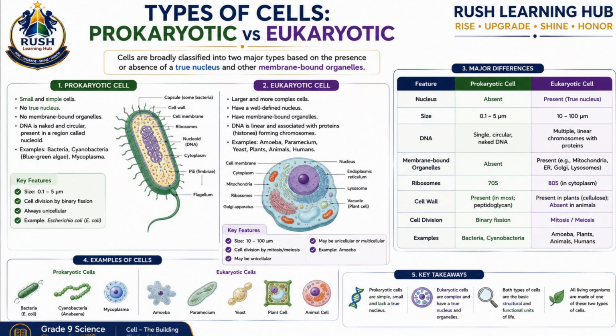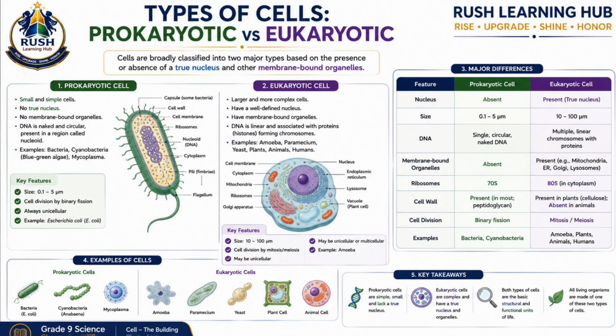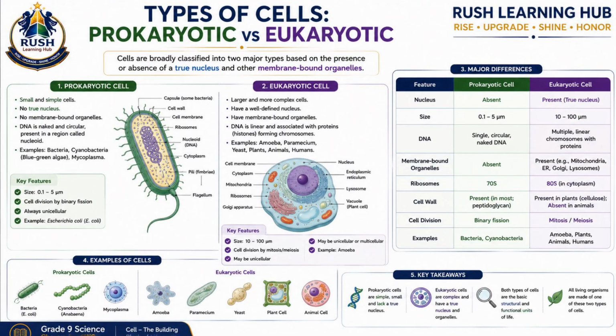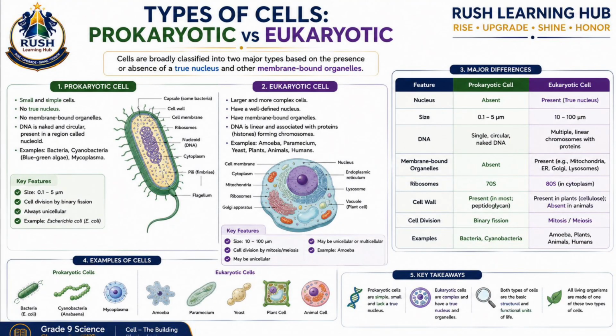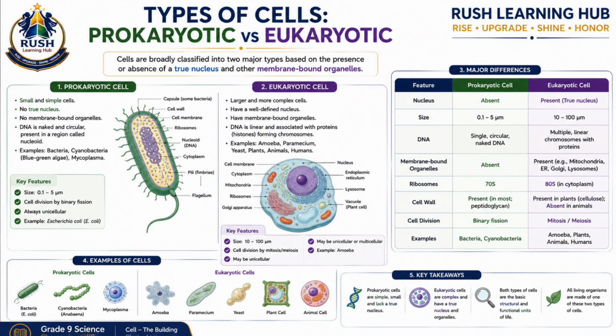Students, here are some important exam points to remember. Prokaryotic cells do not possess a true nucleus. Eukaryotic cells possess a well-defined nucleus. Prokaryotic cells lack membrane-bound organelles. Eukaryotic cells contain membrane-bound organelles. Examples of prokaryotes include bacteria and cyanobacteria. Examples of eukaryotes include amoeba, plants, animals, and humans.